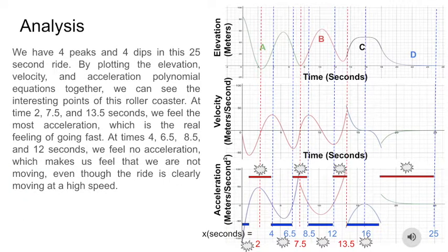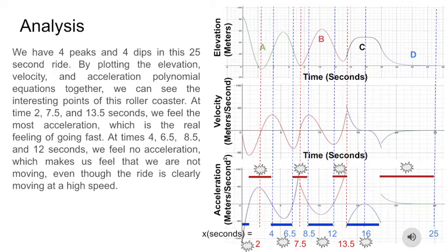This slide summarizes and compares the final design, the first derivative, and the second derivative of my roller coaster ride. For the 4 piecewise polynomial functions used to make my roller coaster, we have 4 peaks and 4 dips in this 25-second ride, more commonly known as 4 hills.